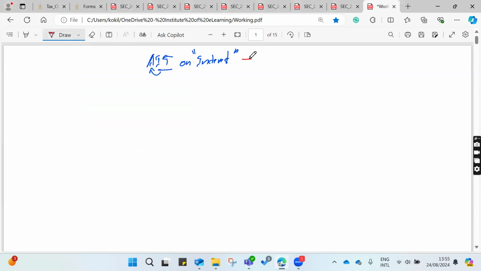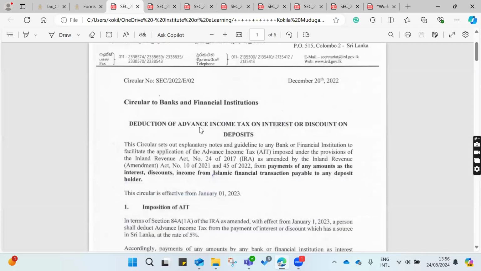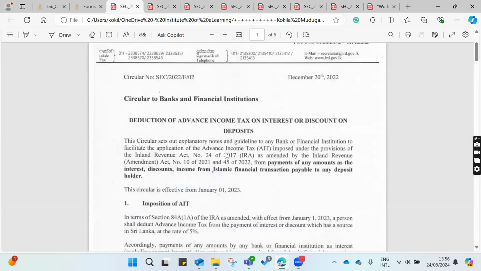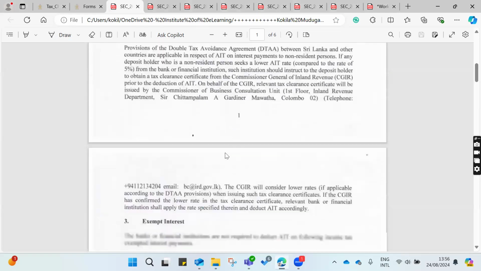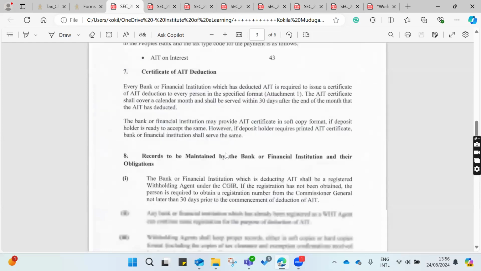One circular was issued in this regard for banks and financial institutions. I will show that circular a little later, which explains everything. The rate applicable for advance income tax on interest is 5%. Irrespective of any threshold, they are subject to withholding tax of 5%. This is circular number 2023 E2. It explains everything, and you can refer to it if you wish to read more information.